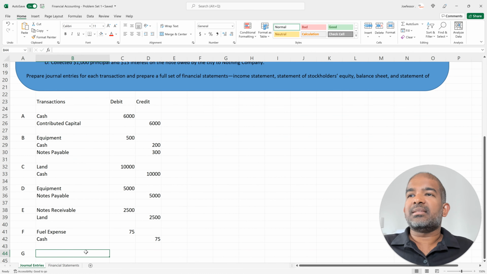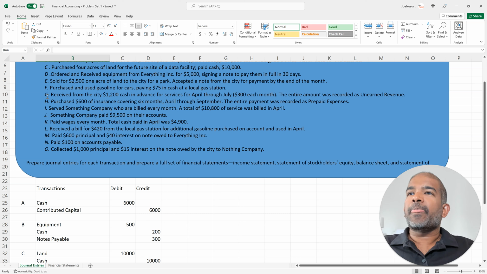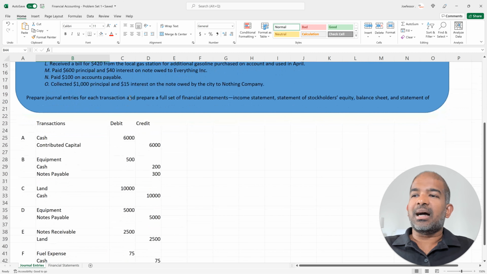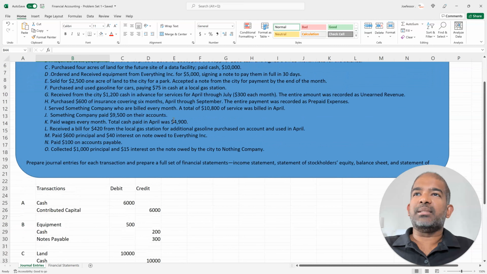Okay, next is transaction G, received from the city $1,200 cash in advance for services for April through July, $300 each month. So the city pays in advance $1,200 in cash for which you'll be providing services for the next 4 months. The entire amount was recorded as unearned revenue. This is unearned revenue because you've not provided the services to the city yet. Unearned revenue is a liability.